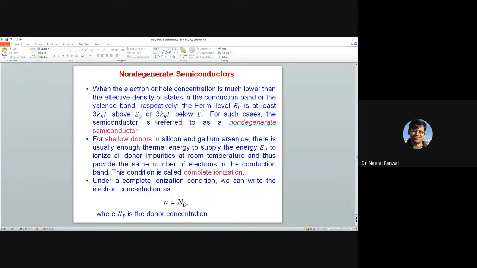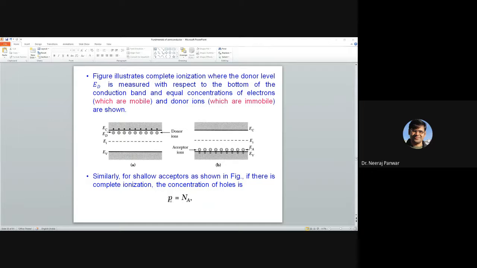Because the energy difference is not too much, all the donors or acceptors can be completely ionized, and this process is known as complete ionization. If we have an N-type non-degenerate semiconductor, then at a particular temperature we can have the electron concentration in the conduction band, where all the electrons are donated by the donor atoms. Similarly, in the valence band, we can have a situation where all the holes are donated by the acceptor atoms.